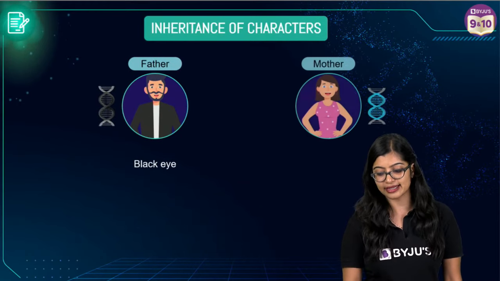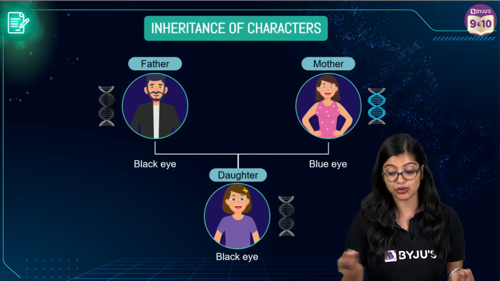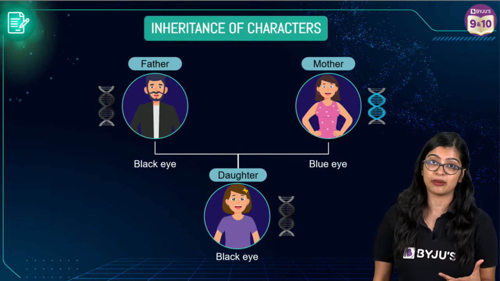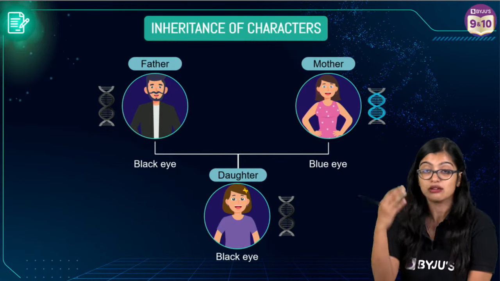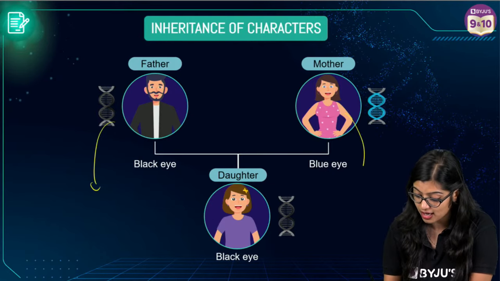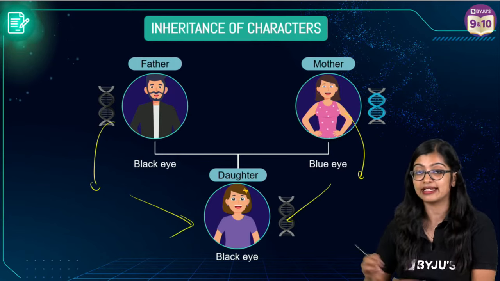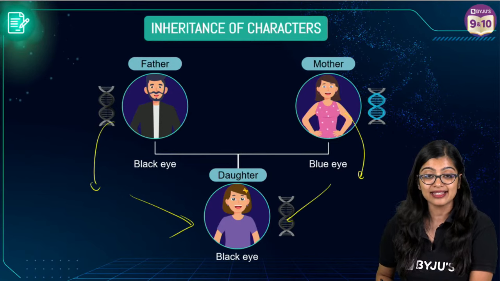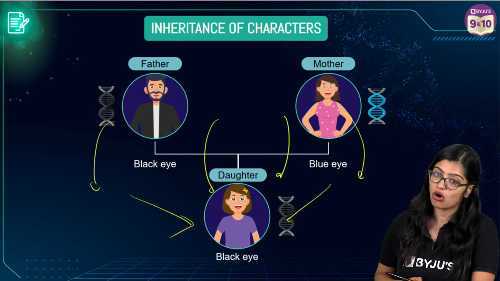How are they inherited? We know that this happens during the process of DNA copying. During sexual reproduction, there is DNA copying, and when the formation of gametes takes place, there is one copy which comes from the father, one copy from the mother. When they come together, they contribute equally, making up the genetic constitution. And that is how traits are transmitted from parent to offspring.